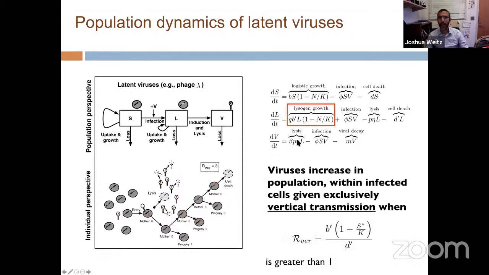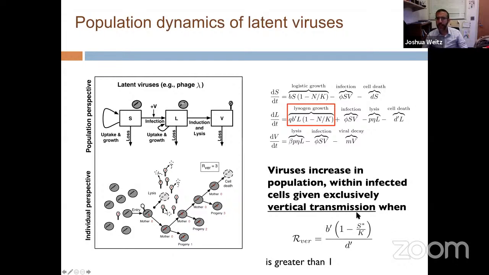Okay. I'm going to focus on the case where P is 0 and just look at this exclusive growth via lysogeny and ask the question, how can viruses increase and proliferate in this population? They can do so using exclusively vertical transmission when this number is greater than 1. And we can think of this as essentially the average number of new lysogens produced, given one lysogen in the population. And to do that, we see that the lysogens will persist on average 1 over d prime, which is why we have this 1 over d prime.